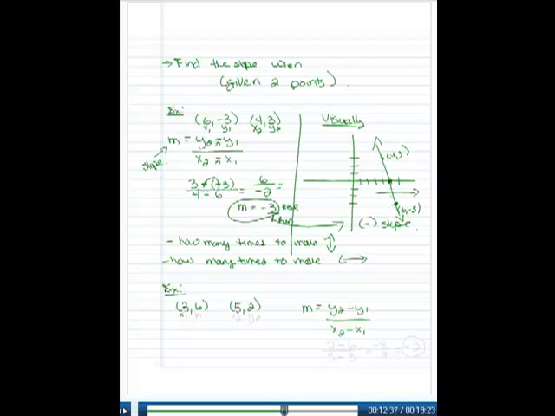This is my first x and my first y. This is my second x and my second y. So I'm going to plug them in accordingly. y2 is 2, minus sign is in the formula, y1 is 6, divided by x2 is 5, minus sign is in the formula, x1 is 3. Then we just simplify. 2 minus 6 is negative 4. 5 minus 3 is a positive 2. I get a slope of negative 2.